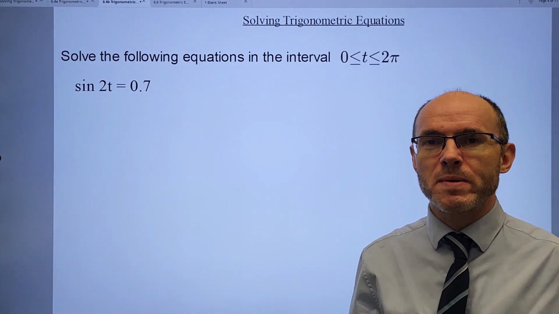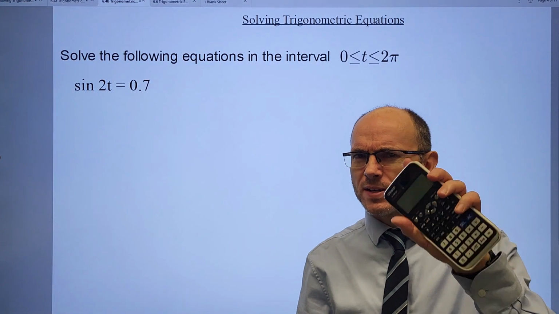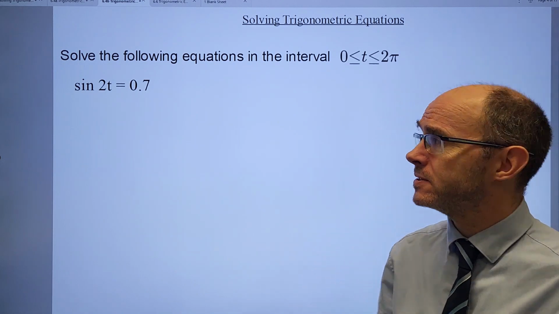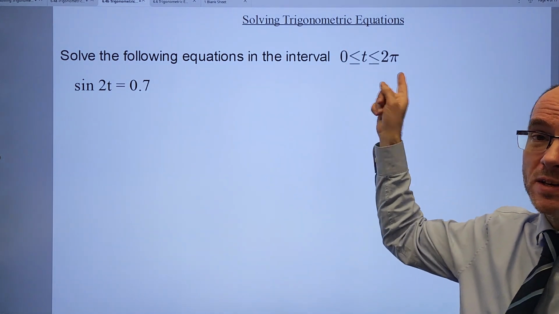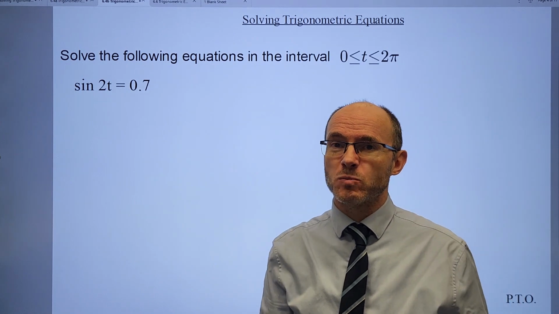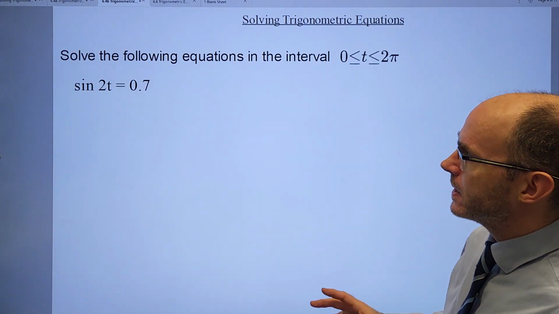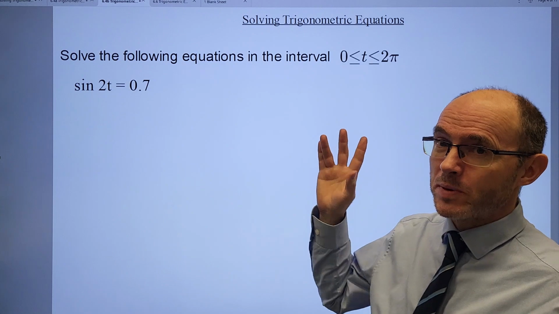Hi, more trigonometric equations coming your way. Have a calculator handy so you can work through these with me. All of these are in radians, by the way, because you need practice with dealing with radians. And I figure if you can do it in radians, you can probably do it in degrees as well.